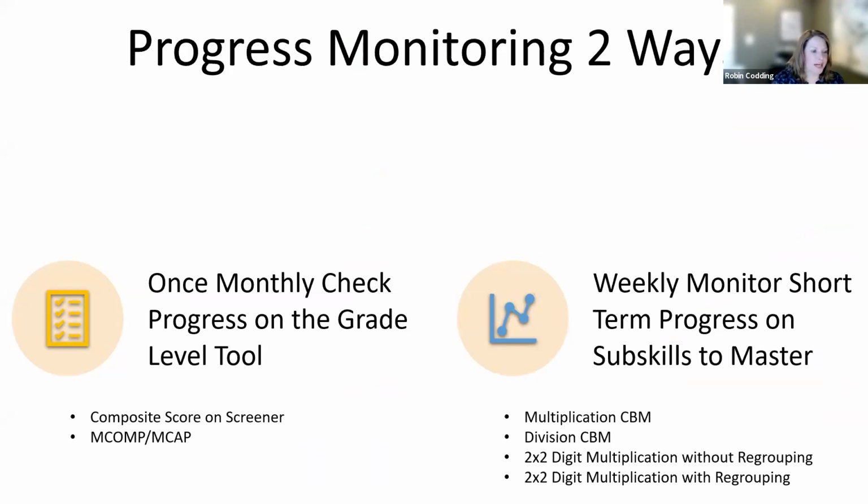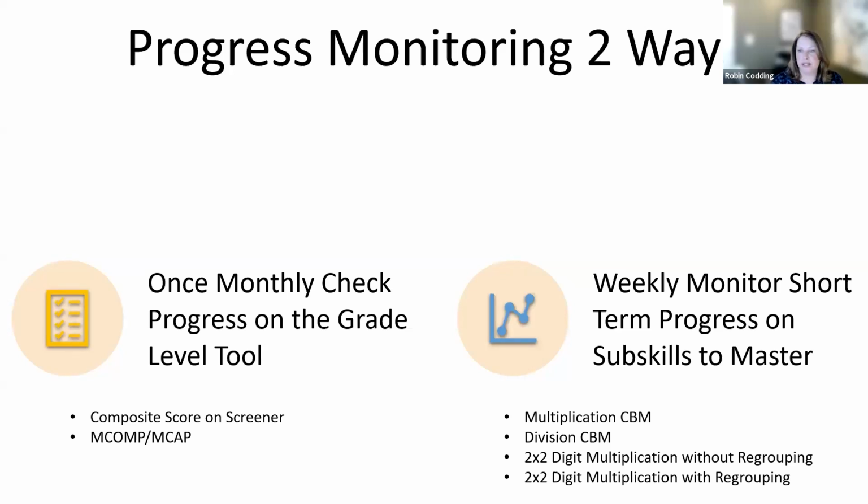So from this example that I just illustrated, we're going to identify two ways we're going to monitor progress. Again, we are going to use that once monthly check of progress on a grade level tool. So in this case, it was the MComp. If you are thinking about this more broadly, it could be a composite score on a screener that has shown some sensitivity to change over time, or it can be the concepts and application tool as well.